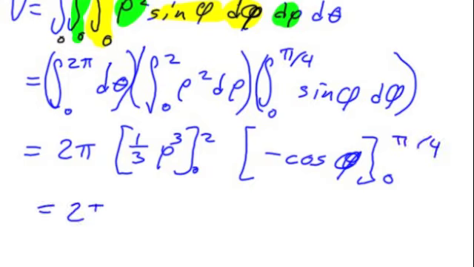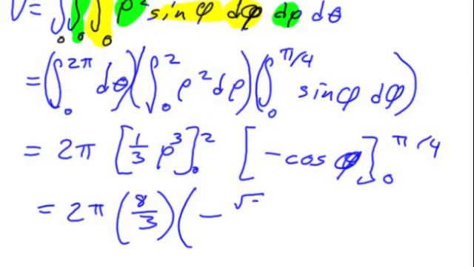Here we're going to plug in a 2. We get 2 cubed times 1/3, which is 8/3. Then plug in a 0, you get nothing new. And then plugging in here, you get negative cosine of pi over 4, that's root 2 over 2, minus negative cosine of 0, which is 1. And that's it.